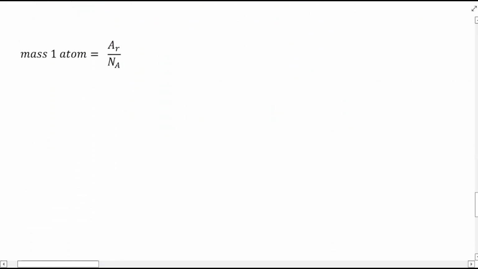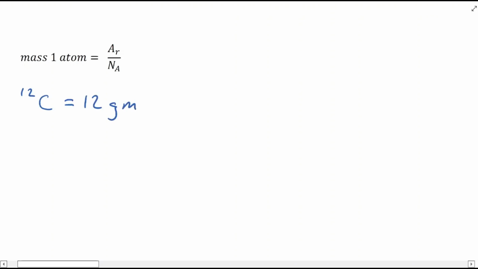The final thing they can ask you to do is work out the mass of a single atom. This is much rarer, but it often can occur, and we're going to use Avogadro's number here. So if we know that 1 mole of carbon 12 is 12 grams, then we can work out what the mass of 1 atom would be.